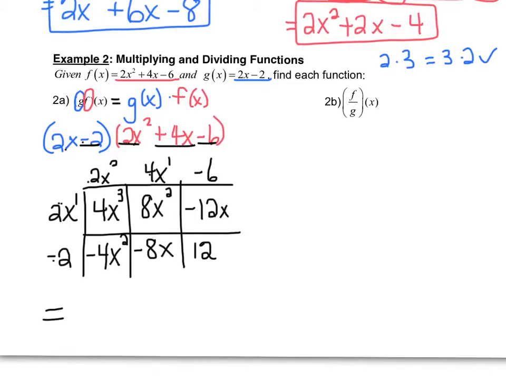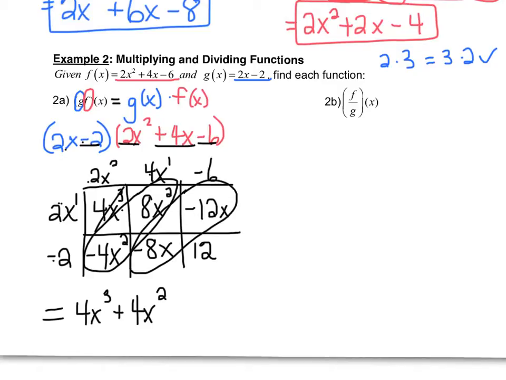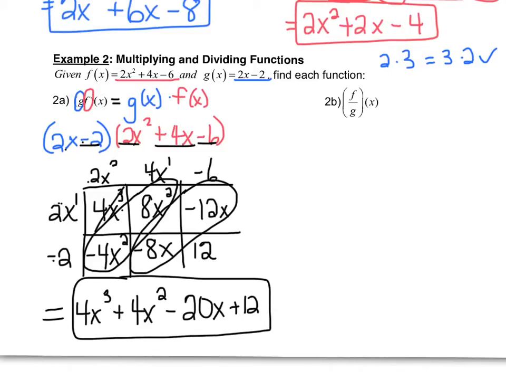So let's go through and combine like terms. We have 4x to the thirds and no more x to the thirds. It looks like these x squareds can be put together. 8 minus 4 is 4x squareds. It looks like these x's can be put together. Negative 12 minus 8 is negative 20x, and finally we have that positive 12. So that's the final answer.